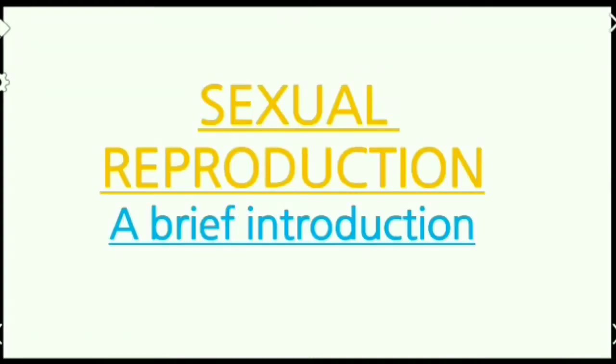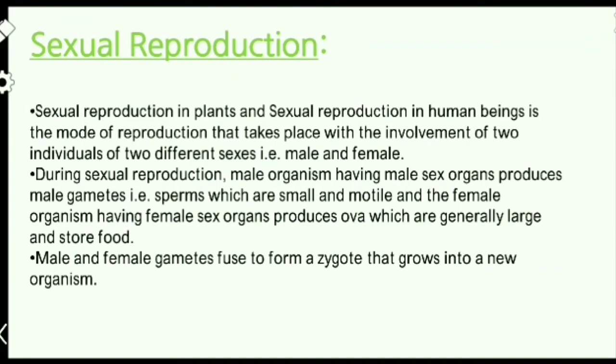Before we go to today's topic, sexual reproduction in plants in detail, let's have a brief introduction on what is sexual reproduction. Sexual reproduction in plants and in human beings is nothing but a mode of reproduction that takes place with the involvement of two individuals of two different sexes, male and female.